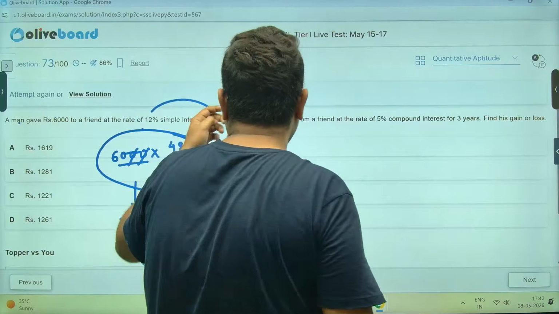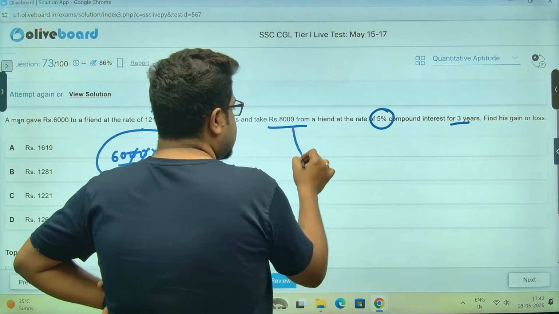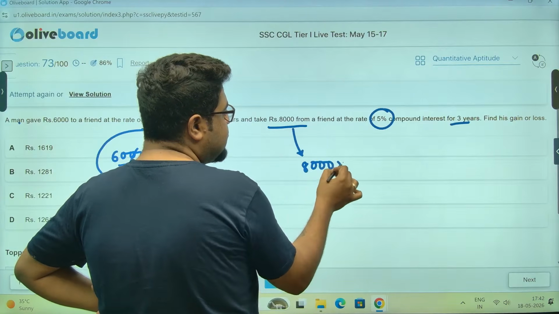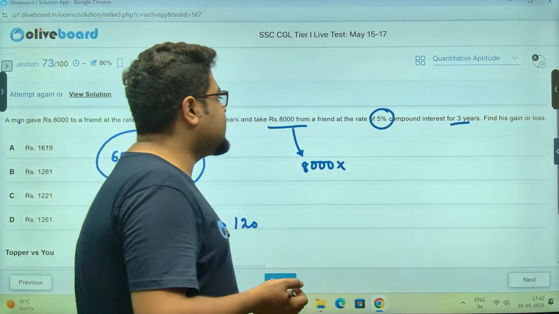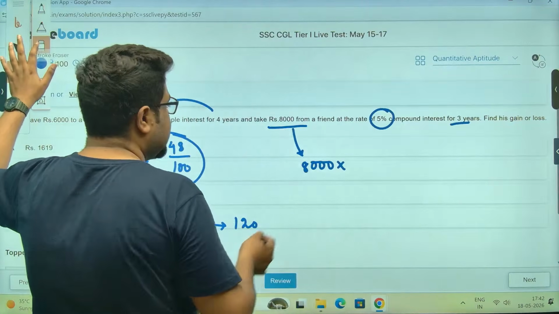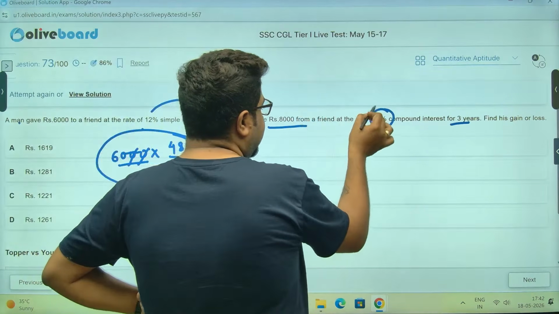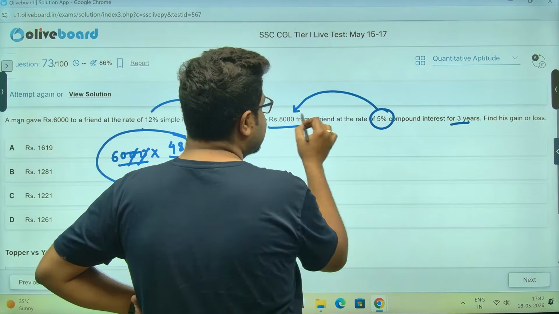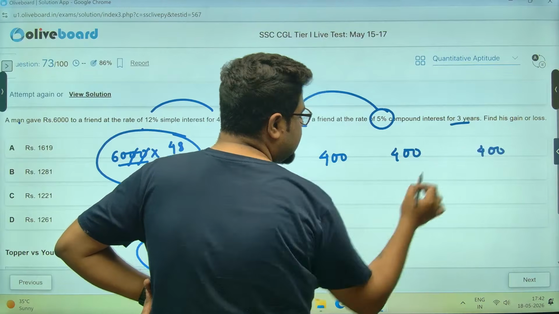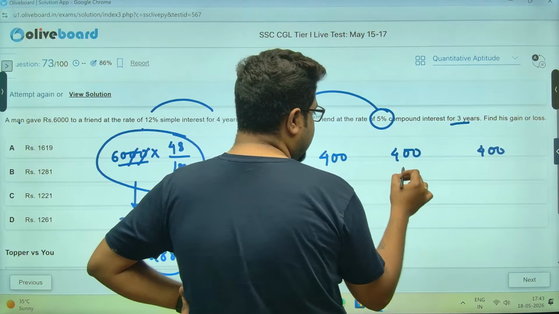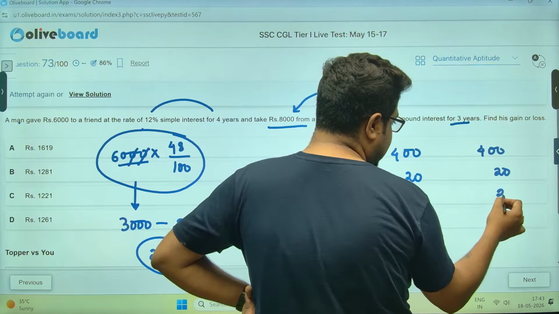This much he got from the friend. And take this much from another friend at 5% for 3 years. Acha. So how much will be interest? Sir, we can use any method. 5% na. So let's use 3 years na. Let's use the normal tree method, sir. Sir, 5% meaning, sir, 10% is 800, 5% is 400. 400, 400, 400. Second year, sir, 400, 5%, 20 rupees. Third year, sir, on this 400, again 20 rupees.